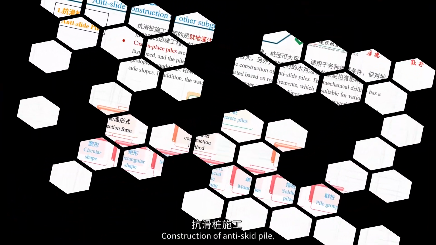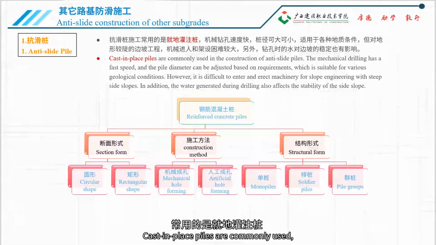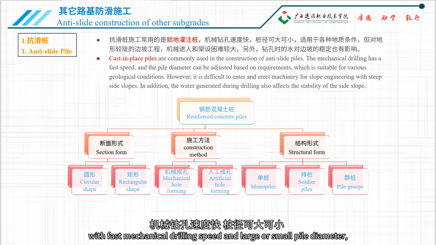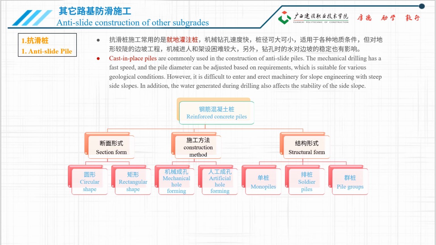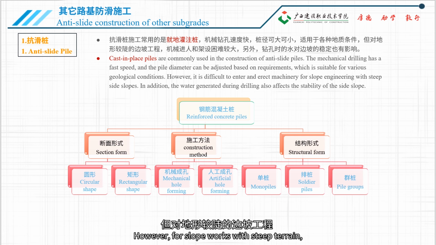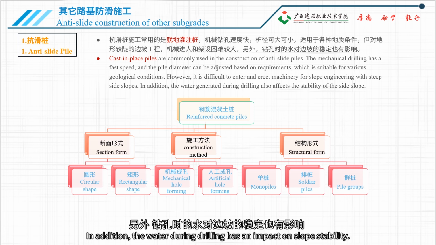Construction of anti-skid pile. Cast-in-place piles are commonly used, with fast mechanical drilling speed and large or small pile diameter, which is suitable for various geological conditions. However, for slope works with steep terrain, it is difficult to enter and erect machinery. In addition, the water during drilling has an impact on slope stability.